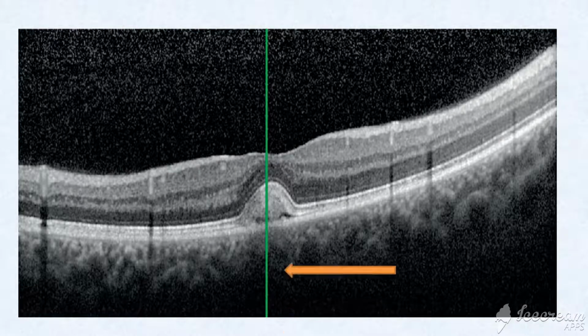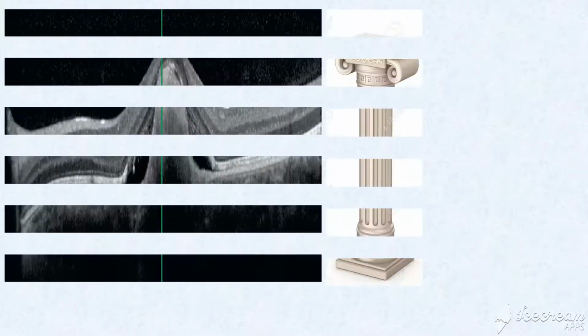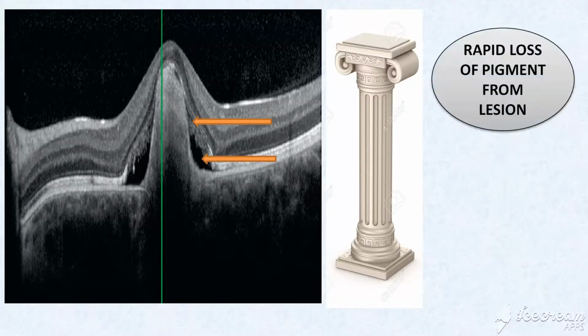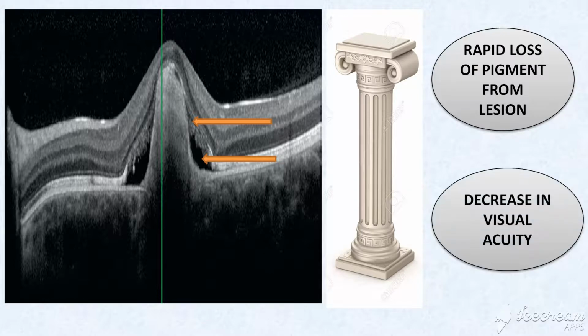OCT demonstrates hyperreflectivity of the vitelliform material in the subretinal space. Another lesion which is seen in these patients is a fibrotic pillar that develops in the sub-RPE space. It is hyperreflective on OCT and seems to elevate the retina like a tent. It's flanked by clear subretinal fluid which is hyporeflective. The pillar is associated with a relatively rapid loss of yellow pigment from the lesion and a drop in the visual acuity.